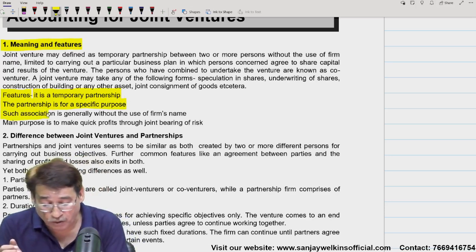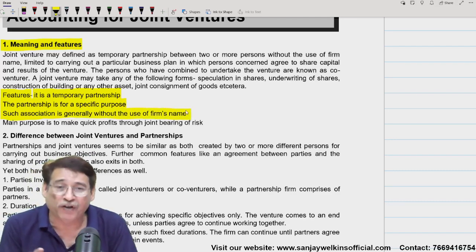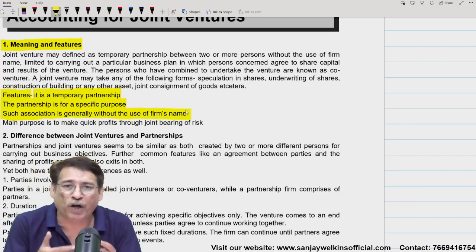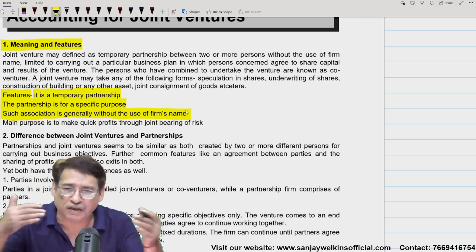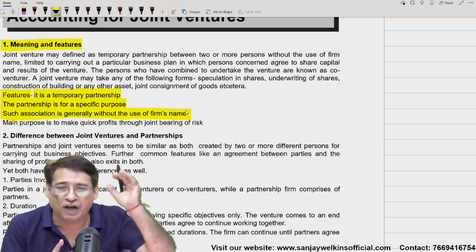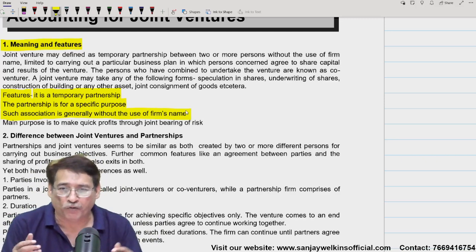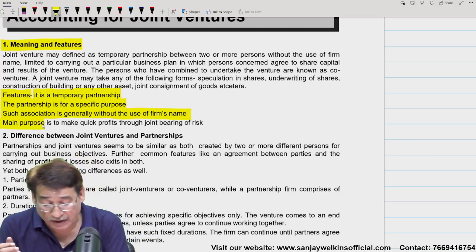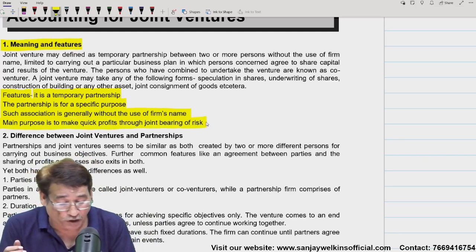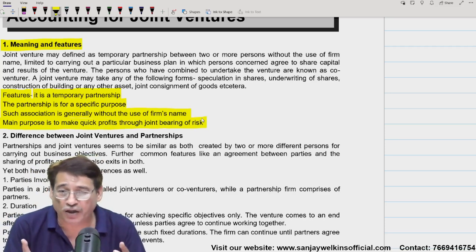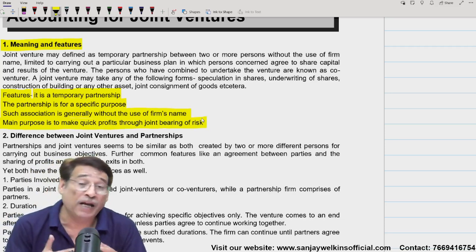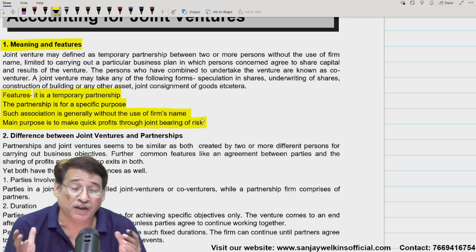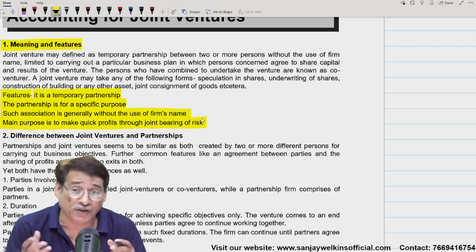And such association is generally without the firm's name. So in this case, we do not require any name of the firm. We can simply enter into a partnership and start taking the contract work. And the main purpose is to make quick profits through the joint bearing of the risk. So we are going to make quick money. But as I told you, it is called venture because there is risk also involved. We may incur some losses.